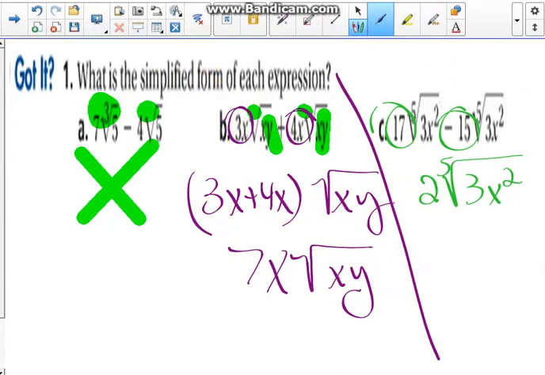So at this point, I would like for everyone to stop and work problems 2 and 3 on 6-3 in their workbook. Pause your video now.